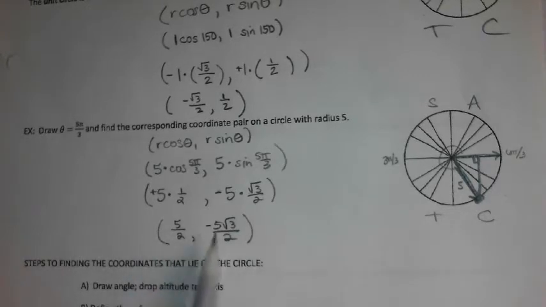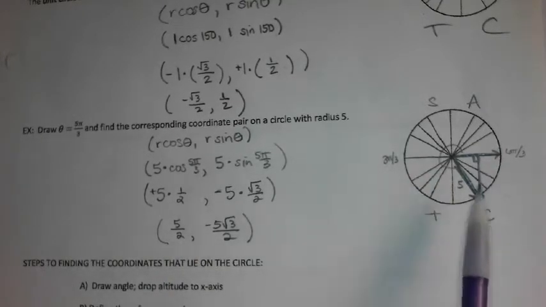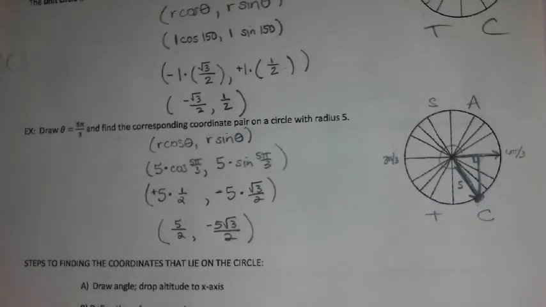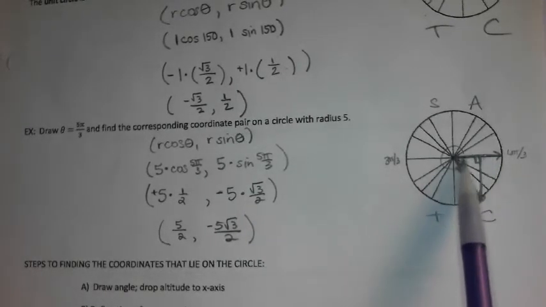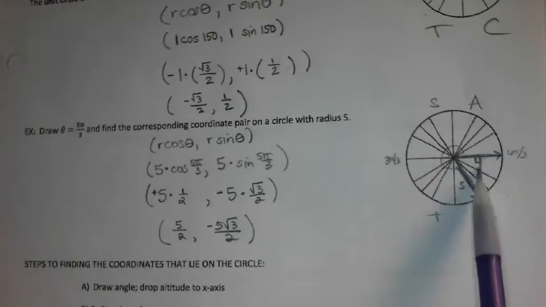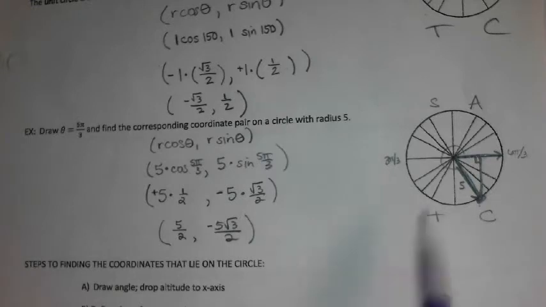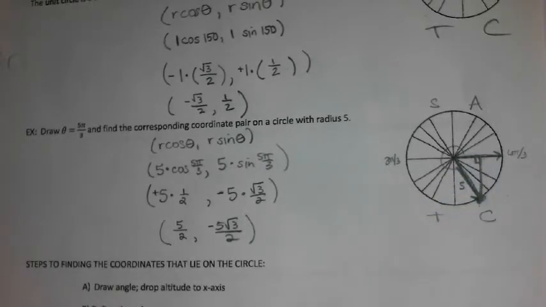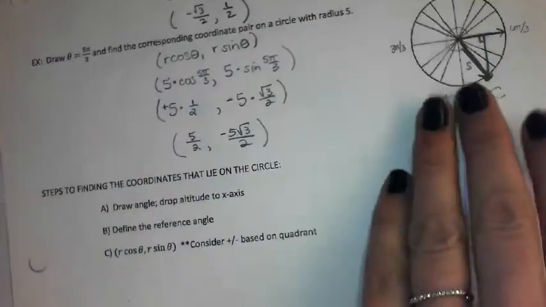Does the positivity, negativity of those coordinates make sense? To get to this point, do we have a positive x coordinate and a negative y coordinate? Absolutely. So we can find the two side lengths of this triangle, just not by the Pythagorean theorem. So that's 5/2, and that's negative 5 root 3 over 2 units long. Okie doke. So we already did all that. That's just kind of outlining the steps.